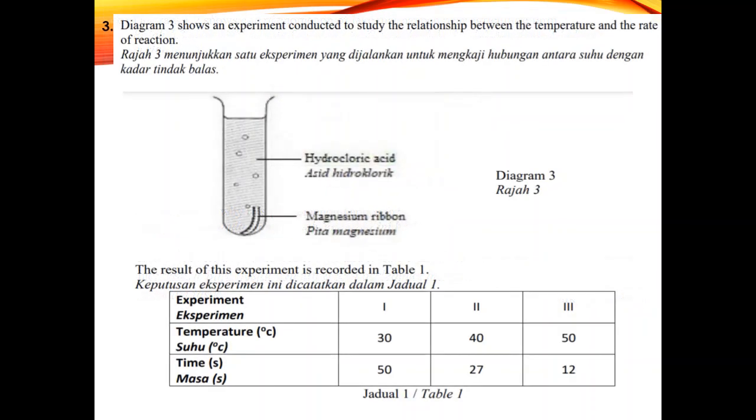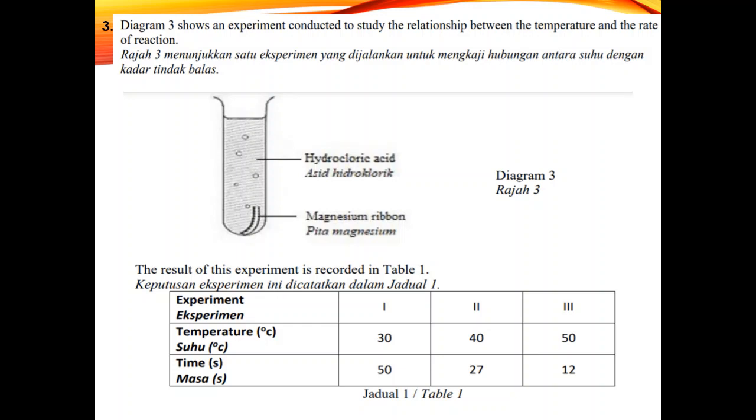We still got the time, so I'll continue the discussion for question number 3. This is the experiment to study the relationship between the temperature and the rate of reaction. This is chapter 4 in the Form 5 syllabus. This is the table given. The result of the experiment is recorded in table 1 here.